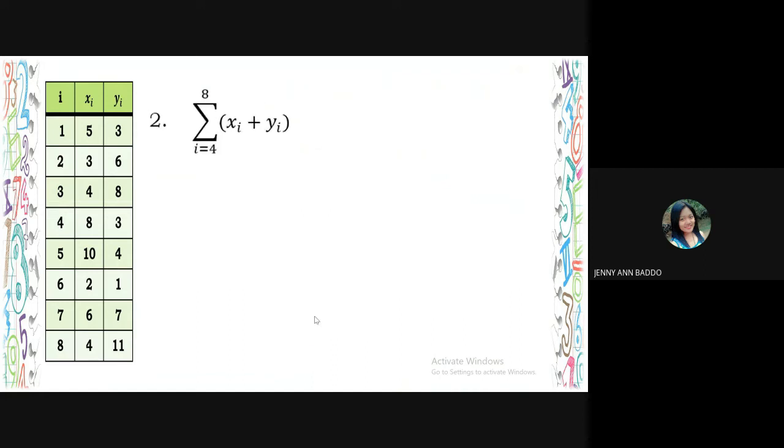29. Another example. Summation of x sub i plus y sub i, where i ranges from 4 to 8. So again, we have to expand that one. So we have x sub 4 plus y sub 4 plus x sub 5 plus y sub 5 up to x sub 8 plus y sub 8.